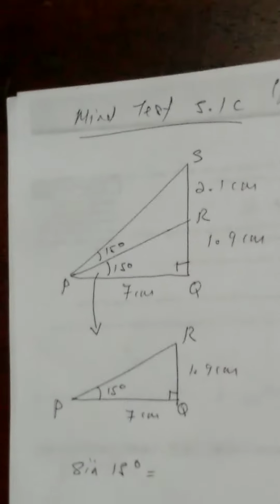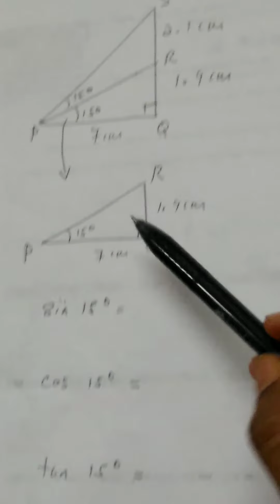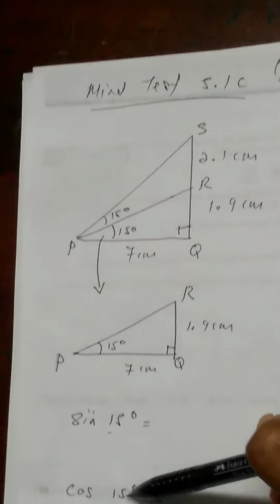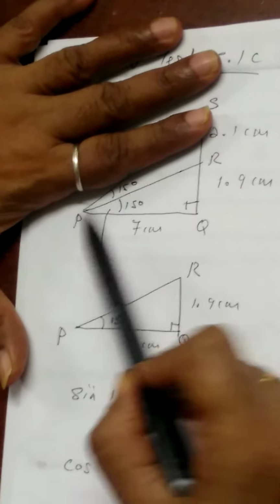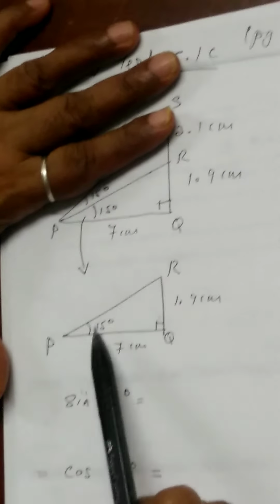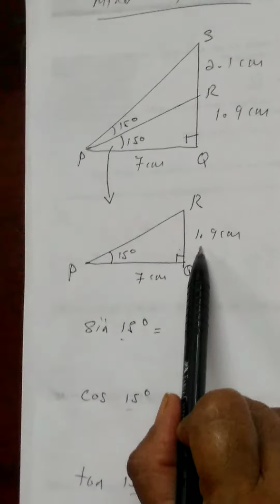All right. So now the question wants us to look for sine 15, cos 15, tangent 15. So now, because the angles given are all 15, we look at our triangle, we look at which triangle is relevant to the angles given. So what we will do is, we just cover this. So the triangle that we're going to use is this, PQR, because I'm only looking at 15 degrees. Now, they've given us two sides, 7, and this is 1.9.